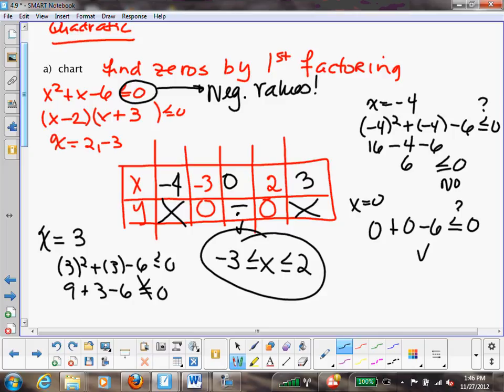And as soon as I go to the left of negative 3, negative 4, negative 5, those again will give me positive values. Because if one test point fails, all of them will fail. And if one test point works, all of them in between those zeros will work.